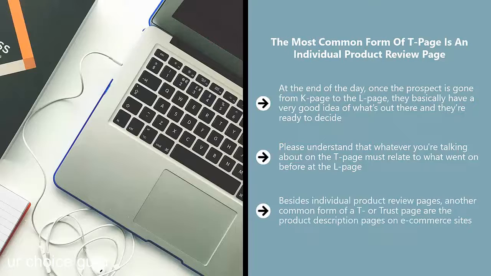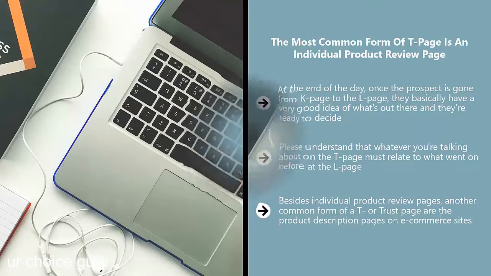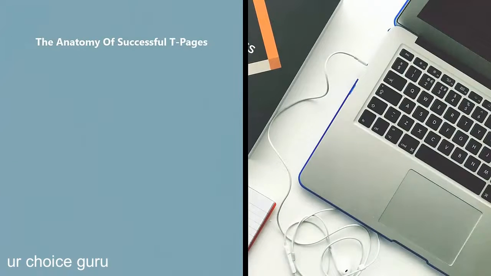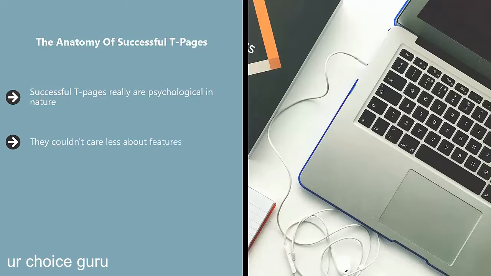Besides individual product review pages, another common form of a T or trust page are the product description pages on e-commerce sites. This is when people go to an online catalog and they click on the product link and then they see the product described. That is a T page. The anatomy of successful T pages. Successful T pages really are psychological in nature. You must remember that people are buying products for benefits. They couldn't care less about features.